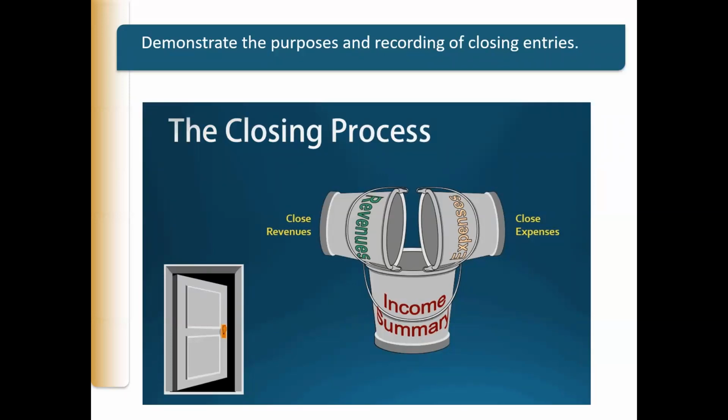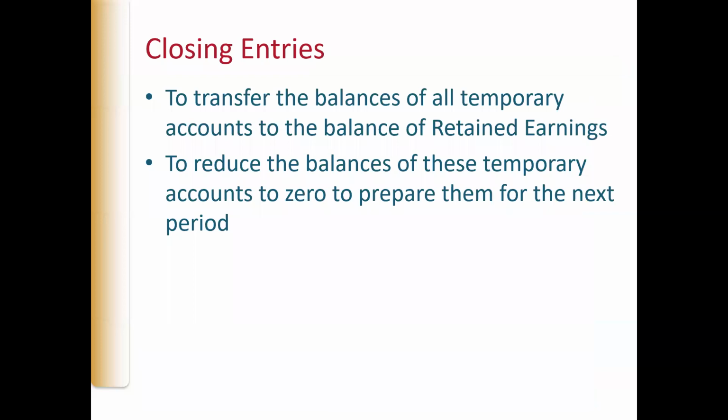So what we need to do is close out some of these accounts. We close out the accounts we call temporary accounts. Anything to do with revenues, we zero out. Anything to do with expense accounts, we're going to zero out, and dividends also. But for the most part, we're going to take our revenues and our expenses and we're going to zero them out so we can start fresh the next period. So the closing entries basically transfer the balances of all the temporary accounts to the balance of retained earnings.